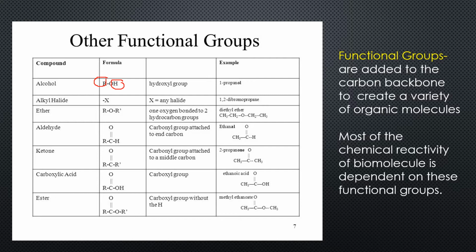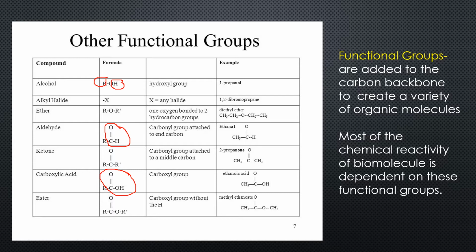Propyl alcohol, propanol, that's the same thing. We can add an aldehyde group. So this right here is our aldehyde group, and this particular one is ethanal. We can add a carboxyl group. That's very common, and that usually gives us an acid. So in this particular one, we have ethanoic acid, or carboxylic acid. Any of those, we can make those.